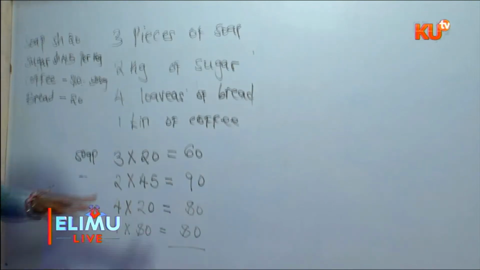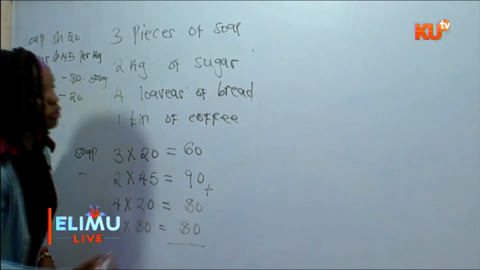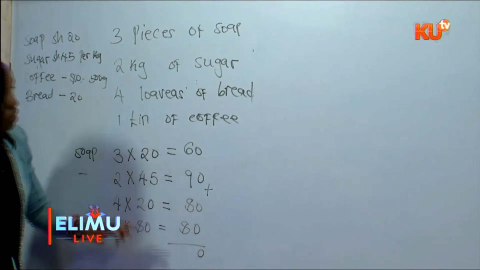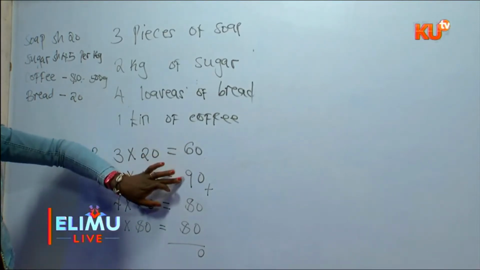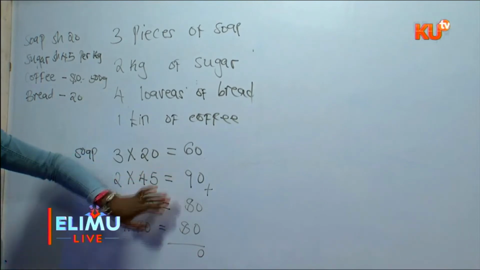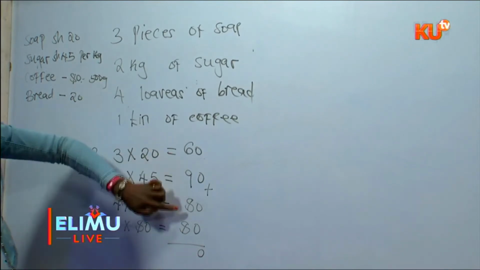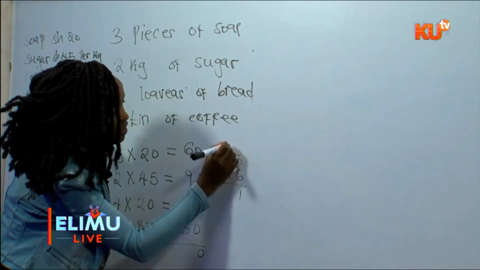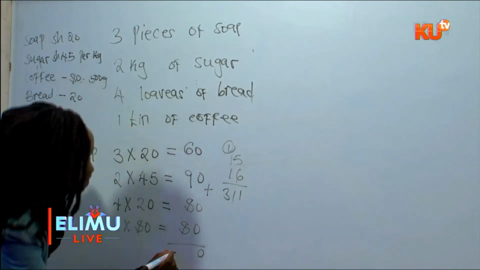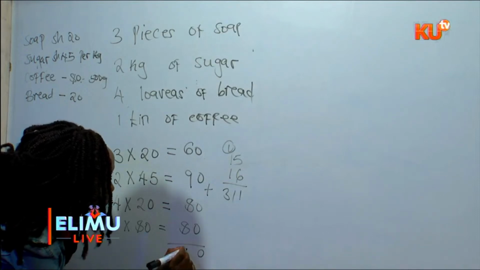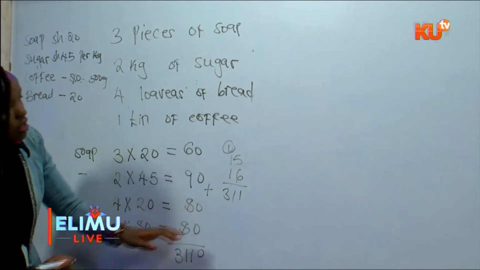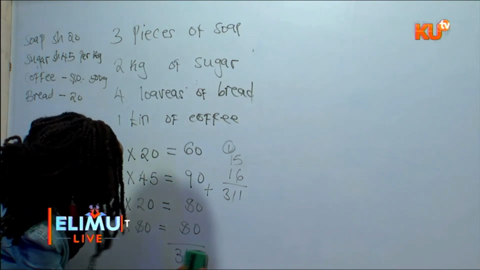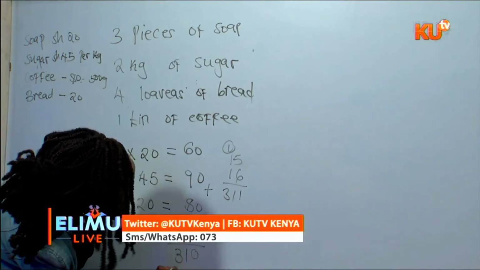So from there now we add. We get the total cost. So when we add here, we are going to get 0. 9 plus 6, we get 15. 15 plus 1, we get 16. 1, 31, 310 is the total cost of the items.